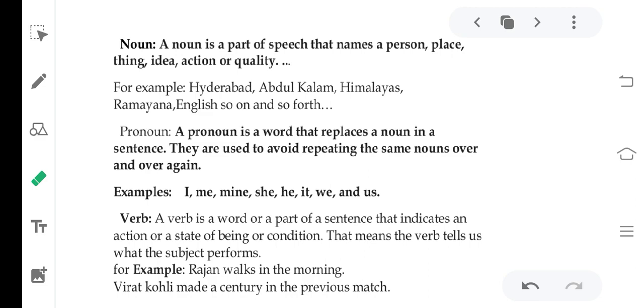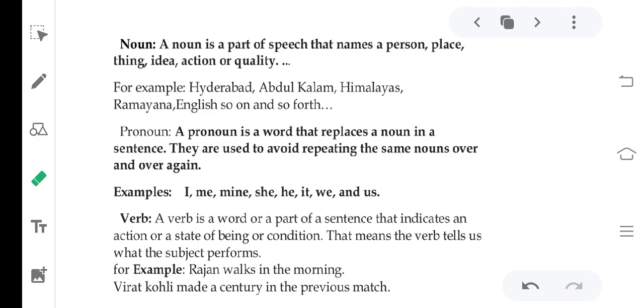Then move on to the next part, that is pronoun. What is a pronoun? A pronoun is a word that replaces a noun in a sentence. What's the use of pronouns? They are used to avoid repeating the same nouns over and over again in a sentence. Is it clear? We can see some examples of pronouns.